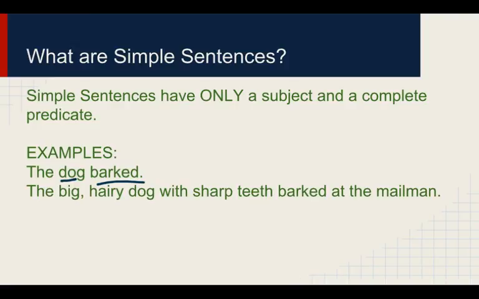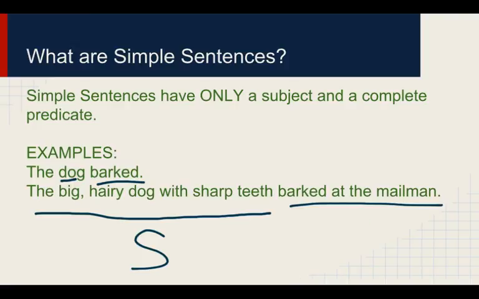However, the second sentence is also a simple sentence. The big hairy dog with sharp teeth barked at the mailman. The big hairy dog with sharp teeth is our subject, and barked at the mailman is our complete predicate. So this is our complete subject, complete predicate. If it only has one complete subject and one complete predicate, it is a simple sentence, no matter how complicated the subject and predicate can be.